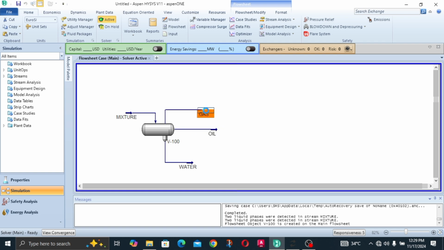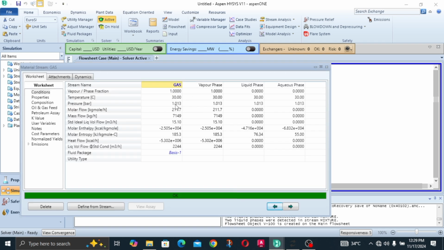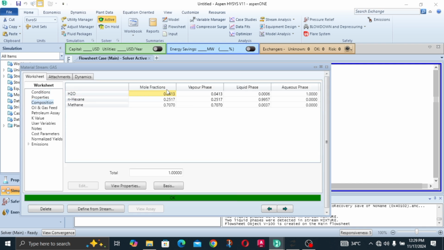So let's check our gas outlet and see if we have anything in it. Yes, we do. We have a flow rate of 211.7 out of 500 kilogram mole per hour. Let's see what we have. We predominantly have methane, because methane is more of the gas, 70.7% methane.